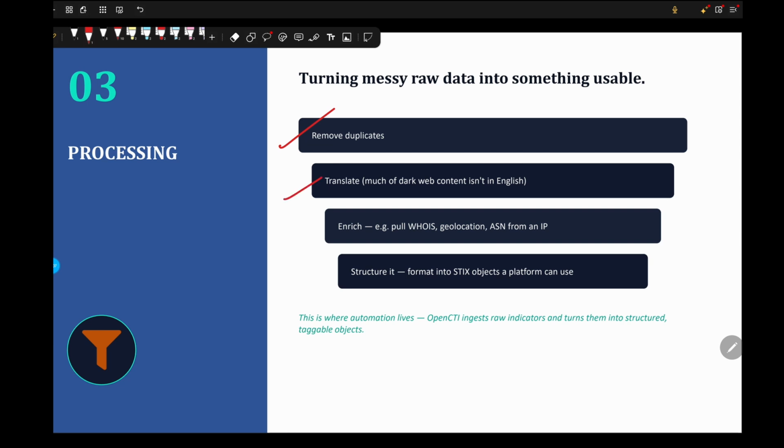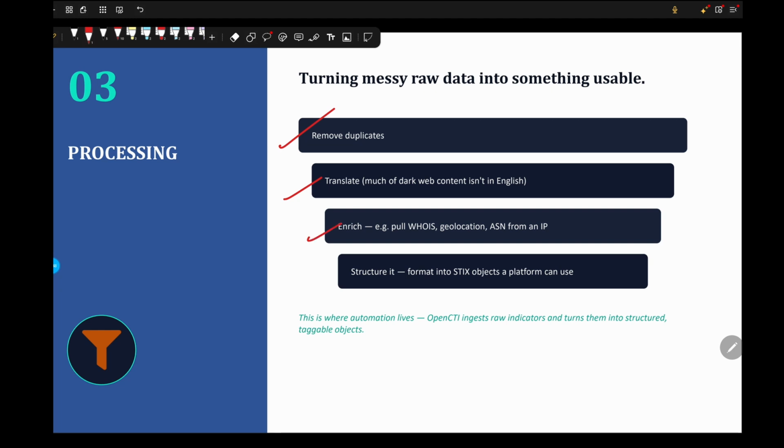Then translate. This is another important thing that you have to do, especially if you're collecting information from some Russian-speaking forums, or something similar on the dark web. If you want to extract information from these forums, you have to convert the data into a readable format, I mean in English, or whichever language you understand. But most commonly it is English, and most of the platforms which provide this sort of data do support the translation feature.